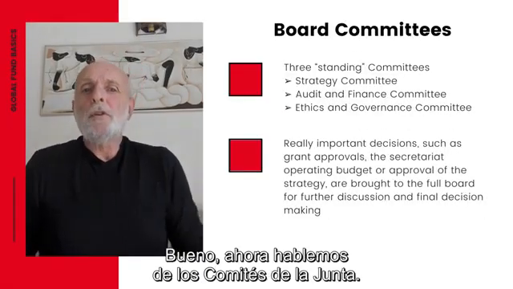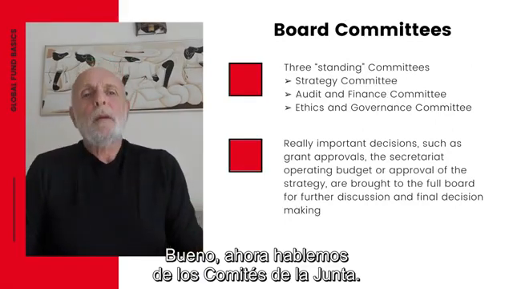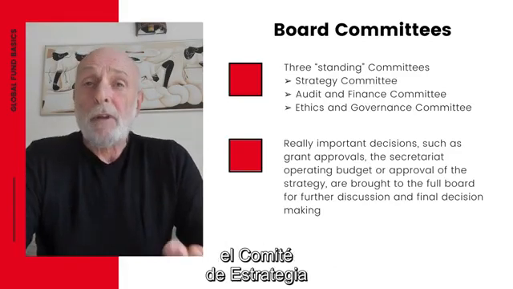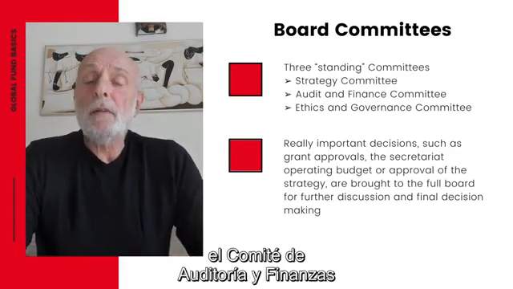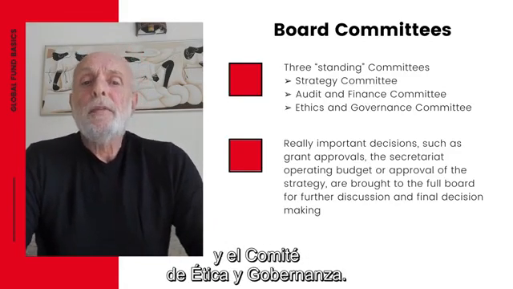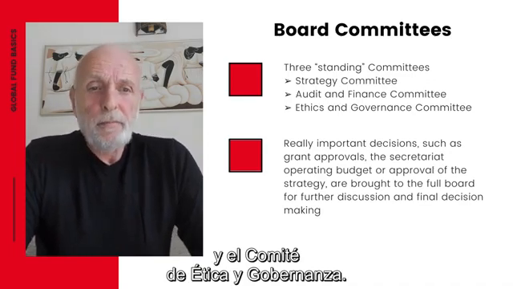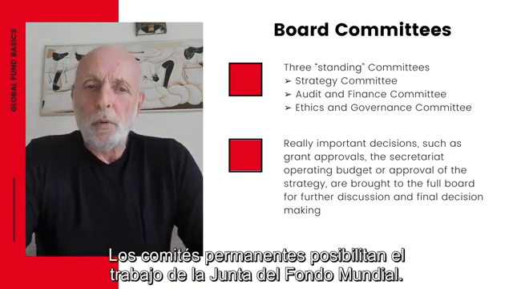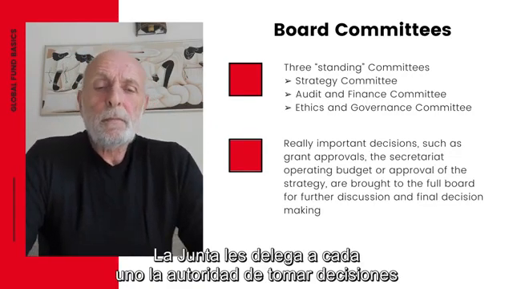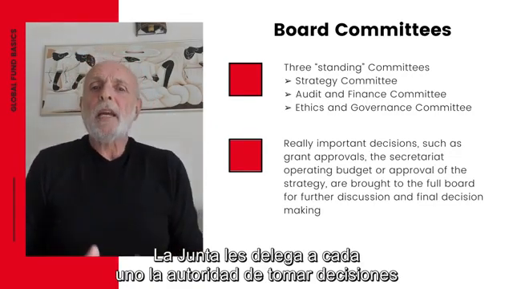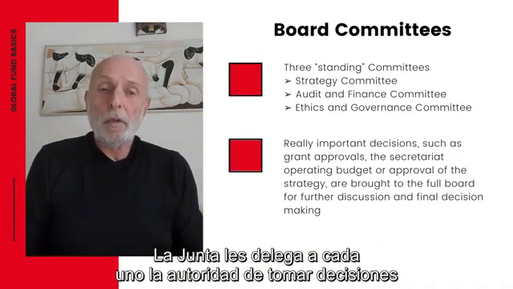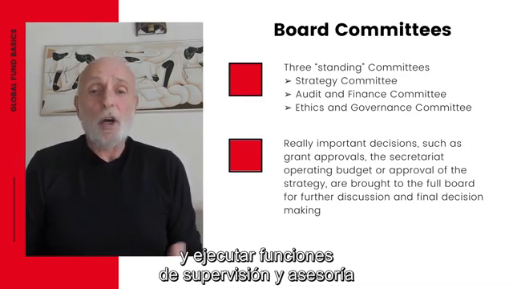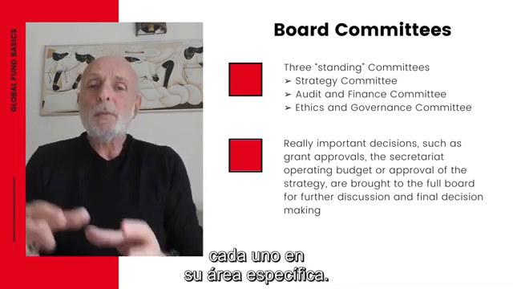So, moving on to the board committees. There are 3 standing or permanent committees. There's the Strategy Committee, the Audit and Finance Committee, and the Ethics and Governance Committee. The standing committees enable the Global Fund Board to do its work. Each committee has delegated authority from the board so that they can make decisions and perform advisory and oversight functions in their specific areas.